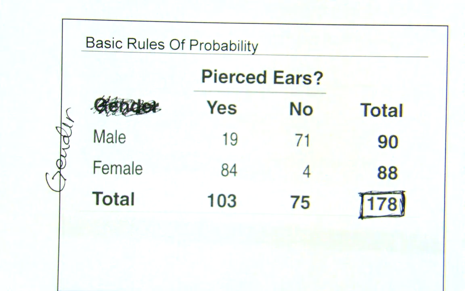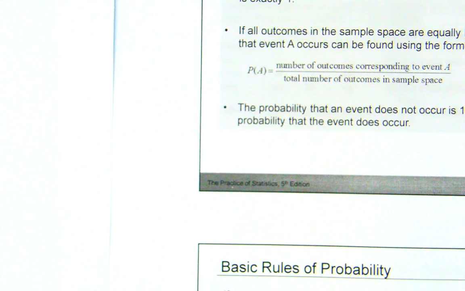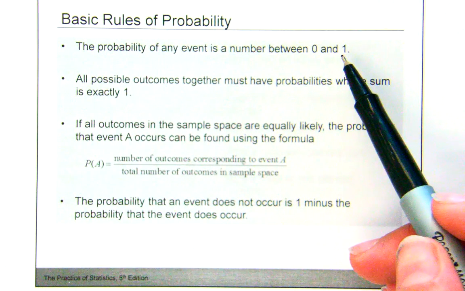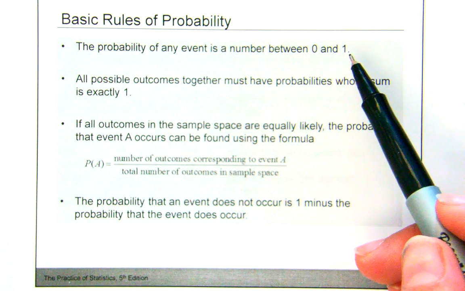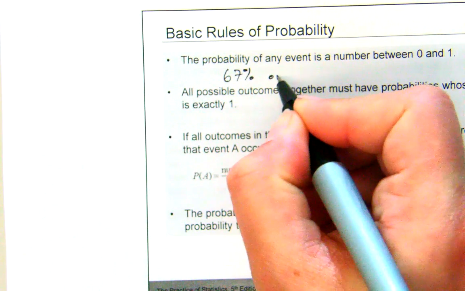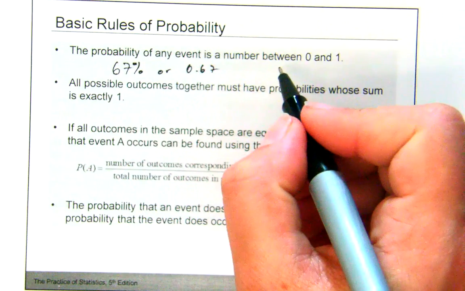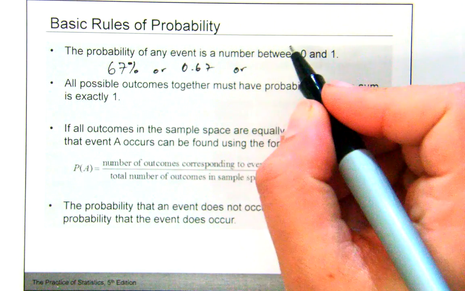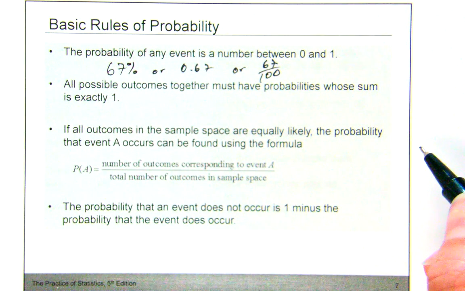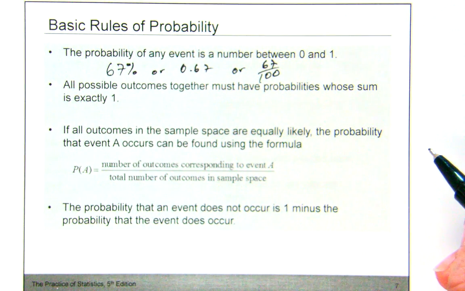Now, in order to do the rules of probability, we're going to use the examples in here to actually answer the question. So for example, first one, the probability of an event is a number between 0 and 1. That should make sense because any probability should be between 0 and 1. So you can get something like 67%, or 0.67, or 67 out of 100. Any of those would be just fine as long as you interpret it correctly. Any of those are between 0 and 1.